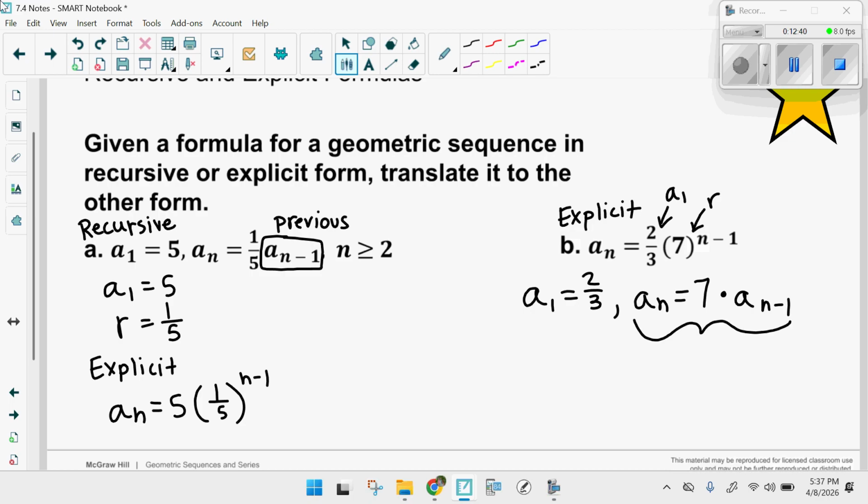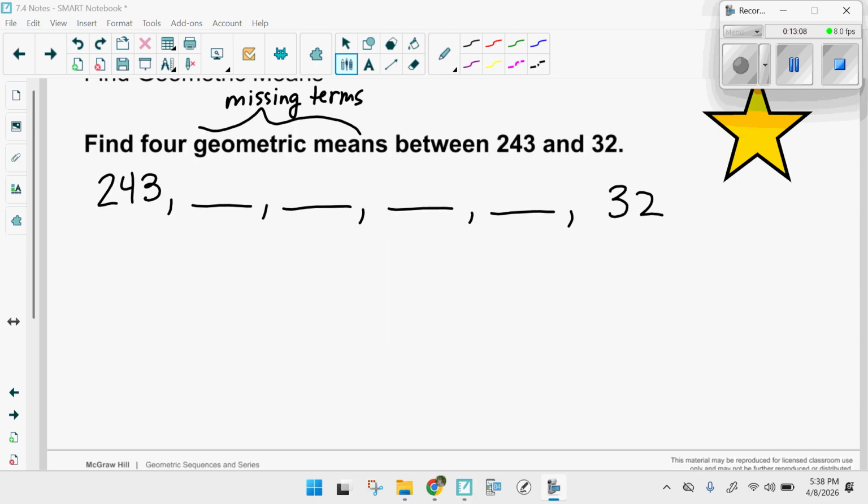So this is communicating: take the previous term and multiply by 7. Recursively will allow you to find each term one by one. So the first term is 2/3, the next term is going to be 14/3, and then the next term, and so on, and keep multiplying that by 7.